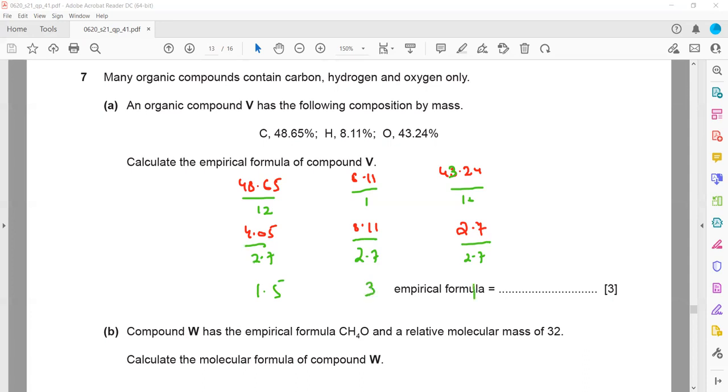As I mentioned, if one of the values in the combination is a .5, like 1.5, 2.5, 3.5, we multiply all of them by 2. So this will be 3, this will be 6, and this will be 2. So the empirical formula for the compound is C3H6O2. Sorry, I multiplied this by 2, so the oxygen should be 2. So C3H6O2, that is the empirical formula.